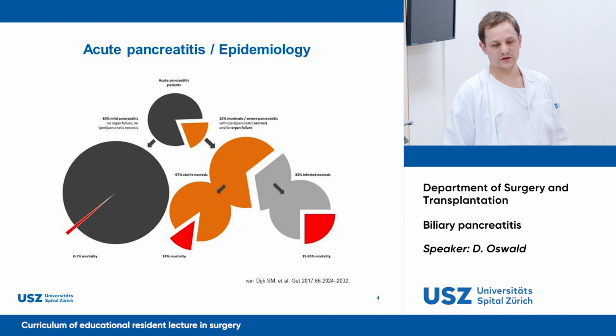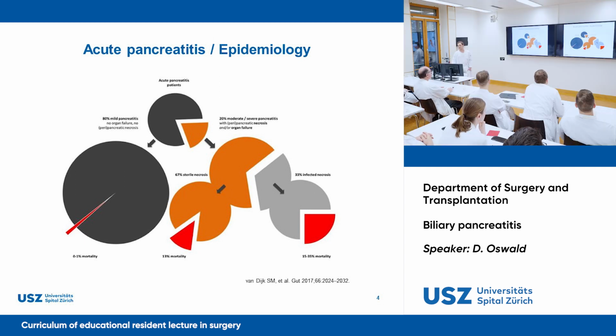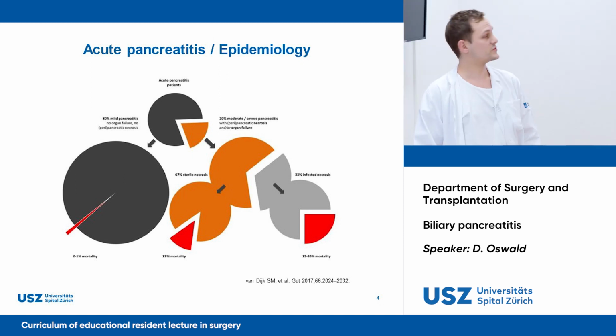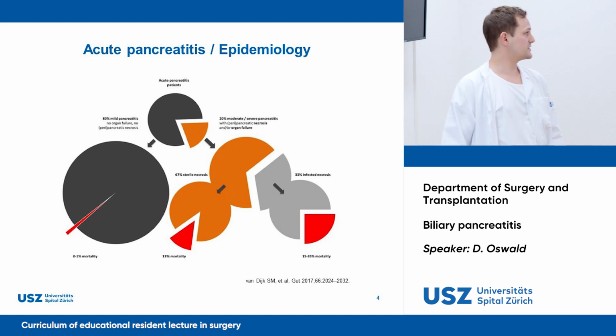I'm going to talk about the different severity grades and types of pancreatitis later. I just want to show you this slide to show the heterogeneity of the course of a pancreatitis. If you have a mild pancreatitis, that's around 80% of the cases, there's a mortality of only around 1%. But if you go to the left side, a severe pancreatitis, especially with infected necrosis, the mortality rises up over 30%.